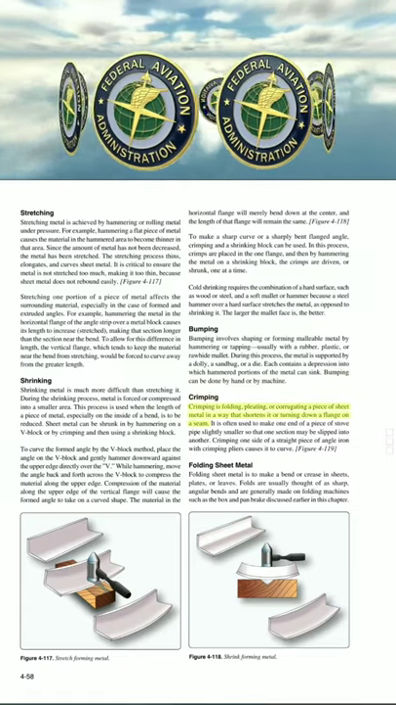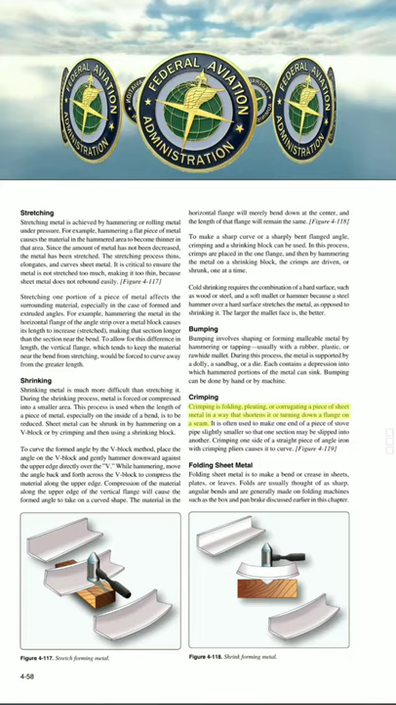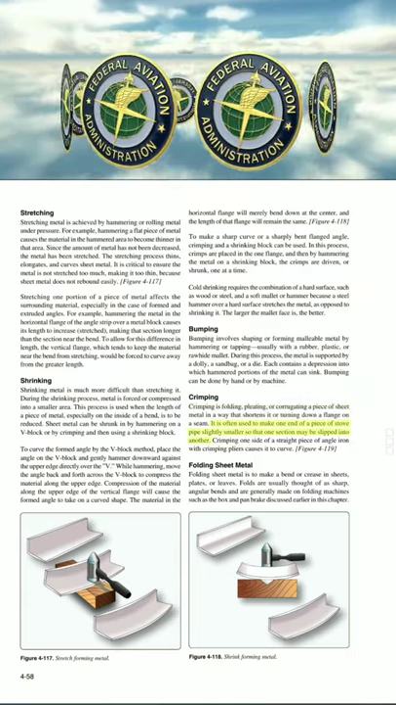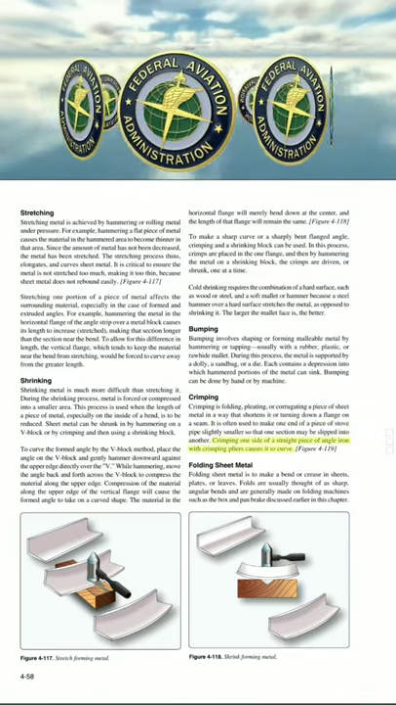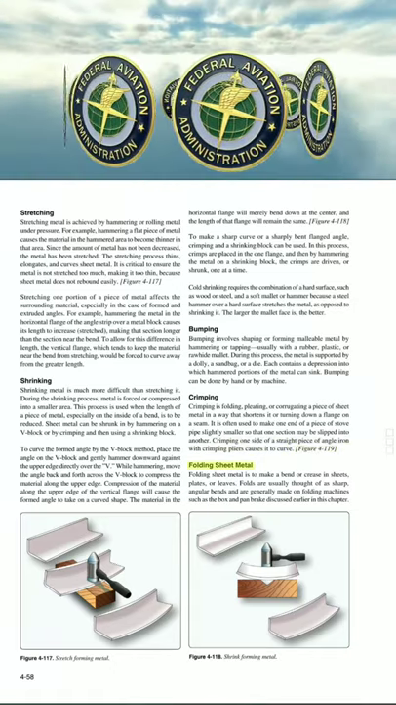Crimping. Crimping is folding, pleating, or corrugating a piece of sheet metal in a way that shortens it, or turning down a flange on the seam. It is often used to make one end of a piece of stovepipe slightly smaller so that one section may be slipped into another. Crimping one side of a straight piece of angle iron with crimping pliers causes it to curve. Figure 4-119. Folding sheet metal.